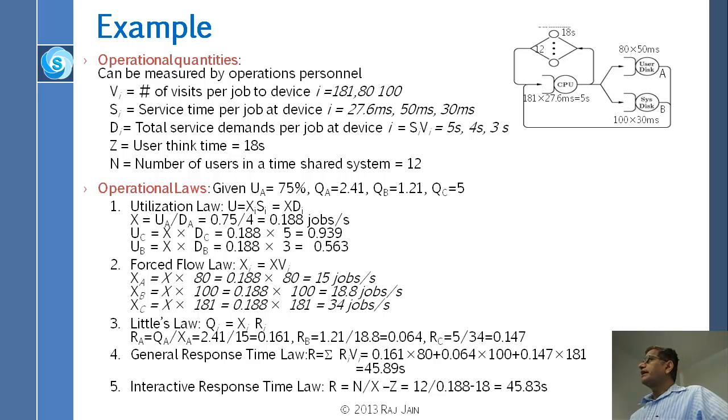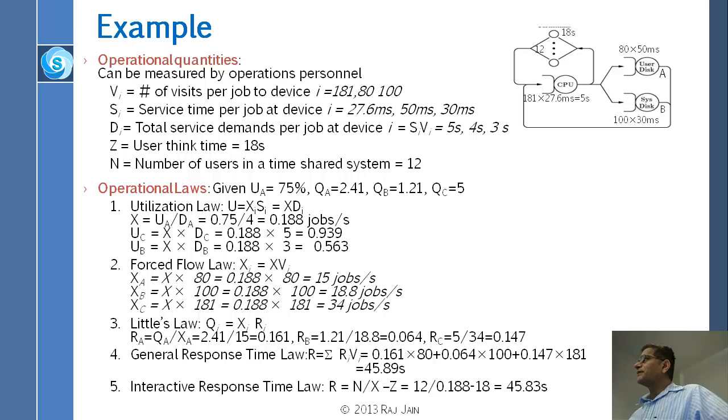Alright? So RA is equal to QA upon XA, RB is equal to QB upon XB, RC is equal to QC upon XC. So we calculate 3 response times. The general response time law says R is equal to sigma of RI VI. We know all the R's, we know all the V's, and therefore we can calculate the system response time.